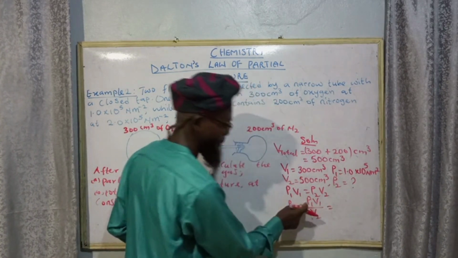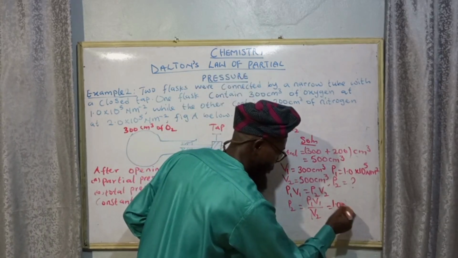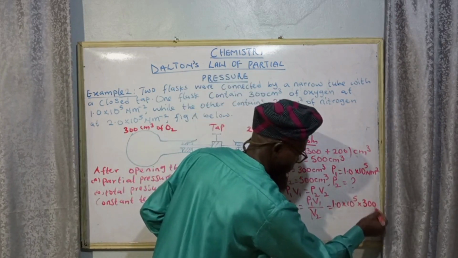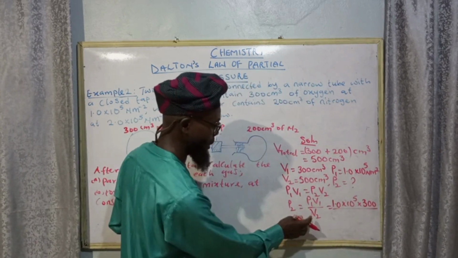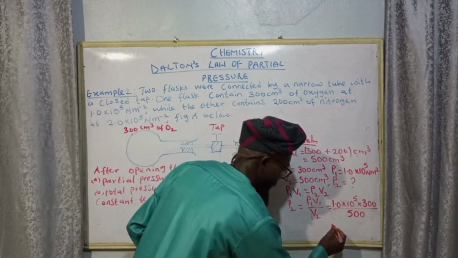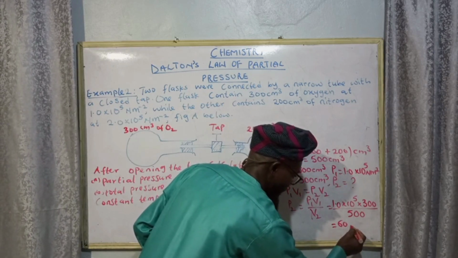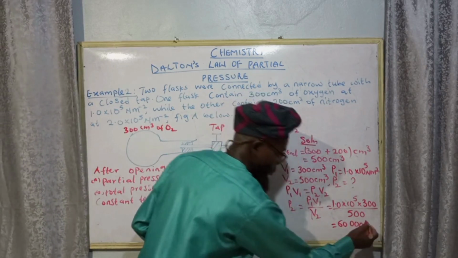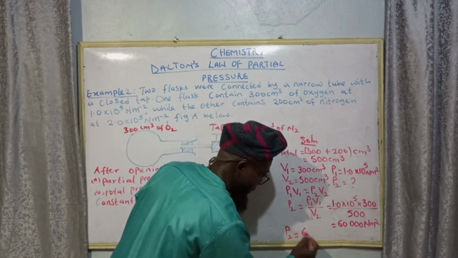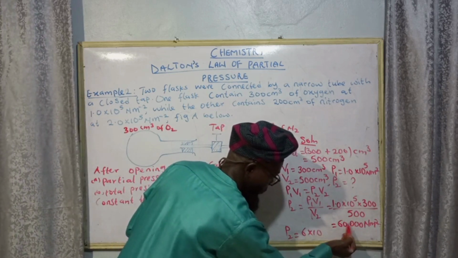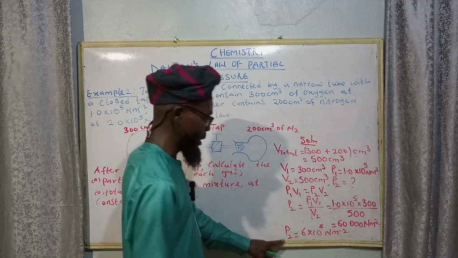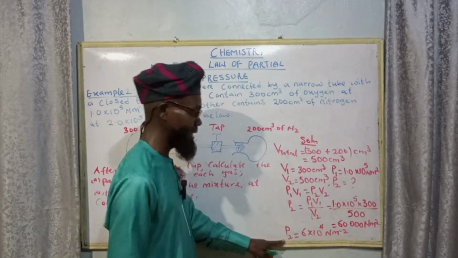V2. So what's our P1? We have 1.0 times 10 to the power 5 multiplied by our V1, 300, divided by my V2, which is 500. So let us divide this. So we have 60,000 Newton per meter square, or P2 is equal to 6 times 10 to the power 4 Newton per meter square. So this P2 now is the partial pressure of oxygen gas.